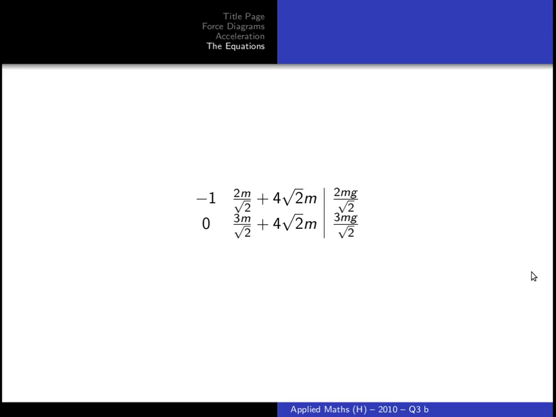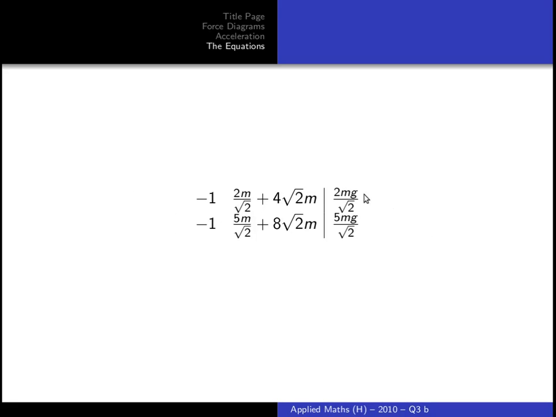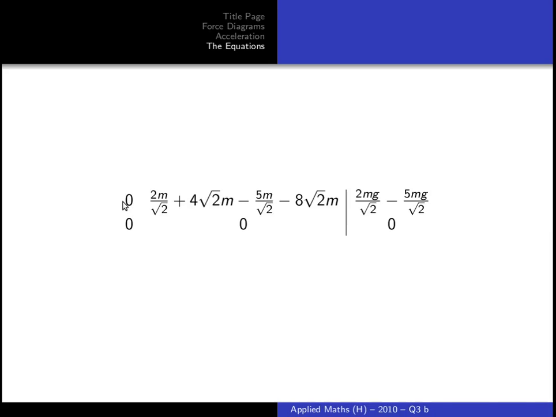Again, there's a zero here, so I'll need to add the top line onto the second line, and I do that. And you can see now that I have minus 1 here, minus 1 here. But I also have like terms I can add together. You see here I have 4 root 2 m and 4 root 2 m, 3m over root 2 and 2m over root 2, etc. So adding all the like terms together, I'm left with this. Now I can do the first one minus the last, and the last minus the last. So I'm left with this. All the zeros can be dropped, and I have like terms that I can add together. So adding the like terms together, I'm left with this.